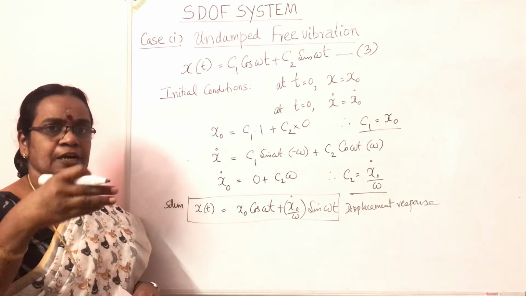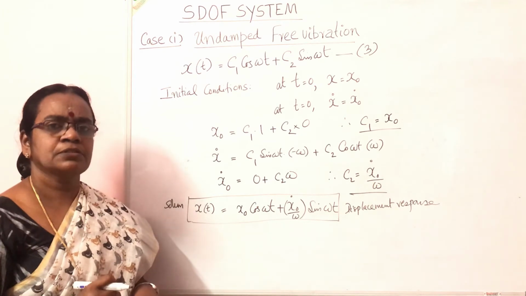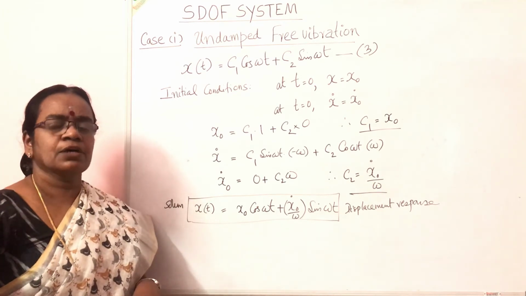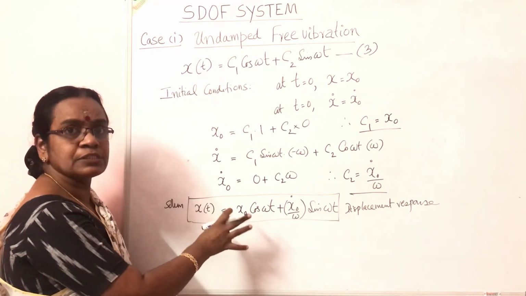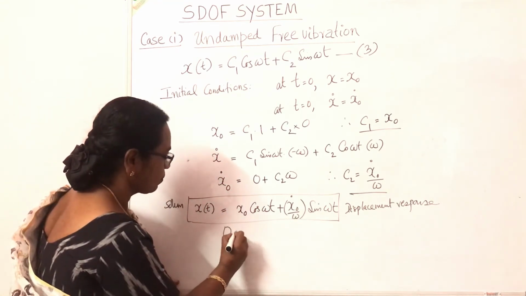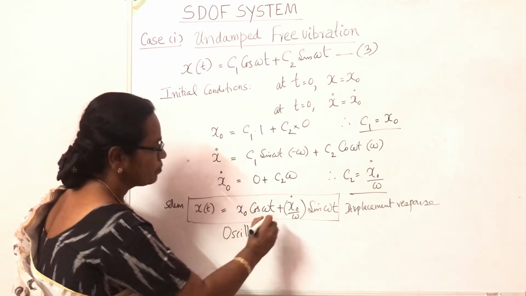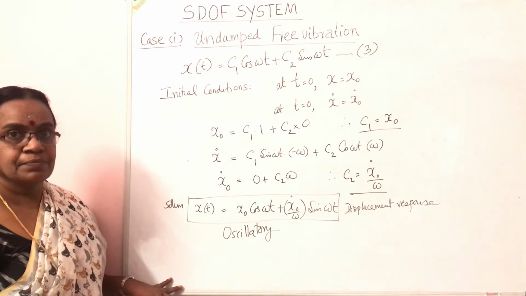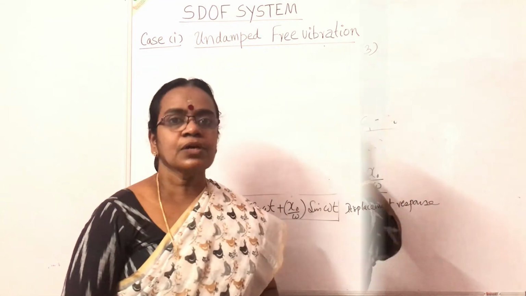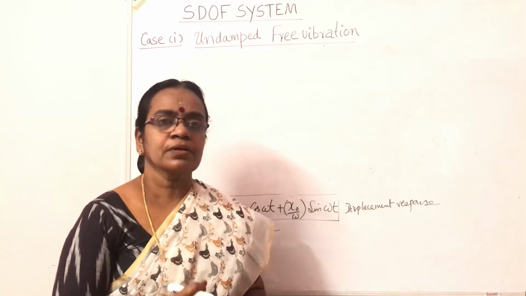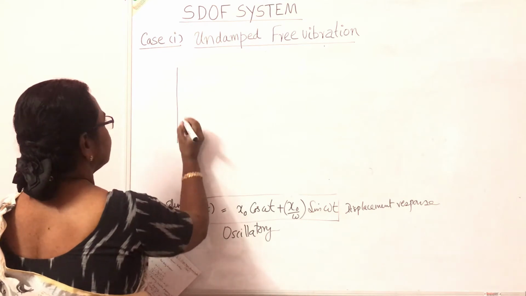It repeats itself. When you plot cos omega t for different values of time, it will be a periodic or an oscillatory function. So this represents that the motion of the system is oscillatory. The system has oscillatory motion. And how it moves, let us represent it pictorially. We'll represent it in a figure. See how this motion can be represented.